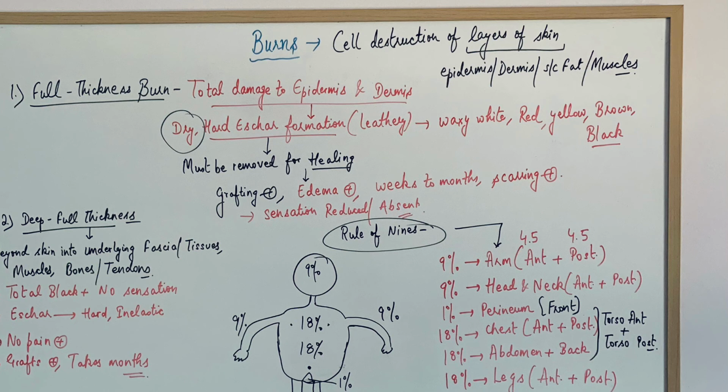And this is very important from the exam point of view. In this eschar formation, the external appearance is leathery, dry and hard. This eschar must be removed for healing purposes. The body can automatically remove the eschar, or we have to remove the eschar for healing purposes. This type of burn appears waxy white, red, yellow, brown or black. So different colors and different appearances are present in full thickness burn.